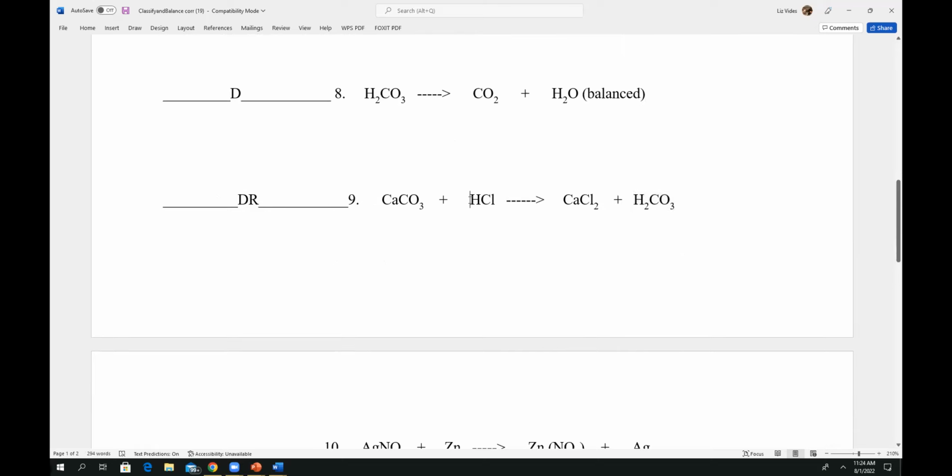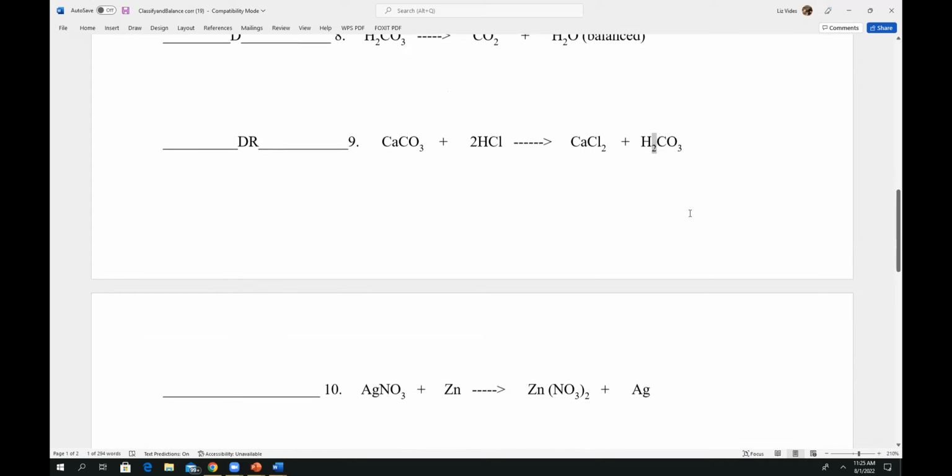So I say we need a 2 right there because there's a 2 here. You see that? All right, so that 2 needs to be put here. Now you got 2 chlorines also, right? So this is balanced. The calcium is balanced and the carbonate is also balanced. So that's balanced now. All right, so we just changed it.